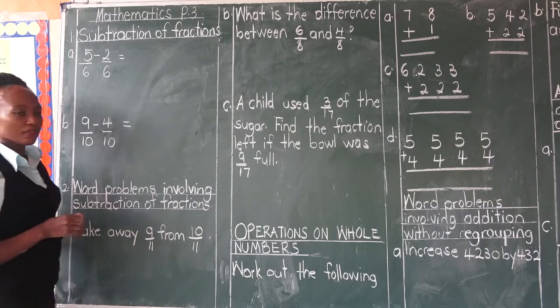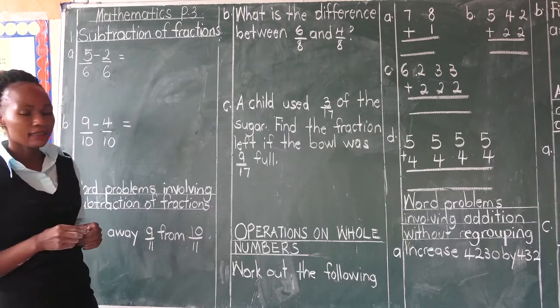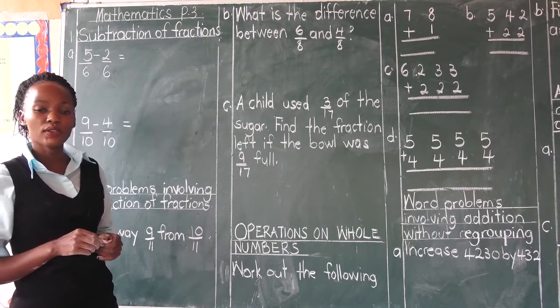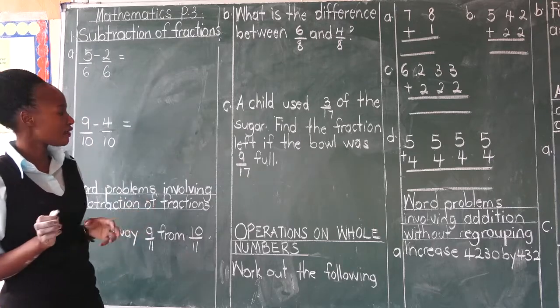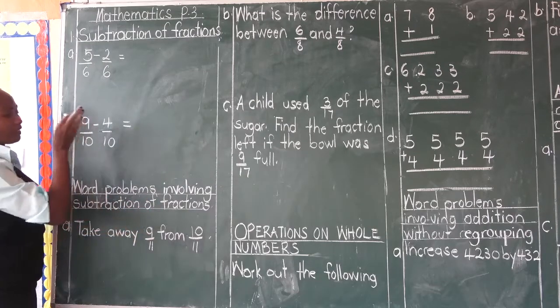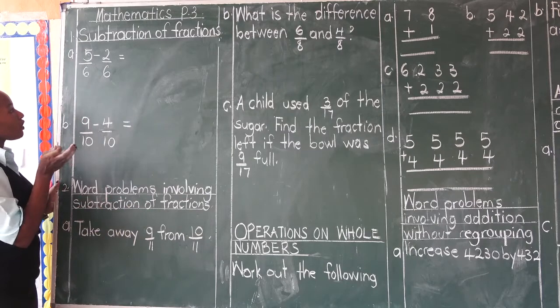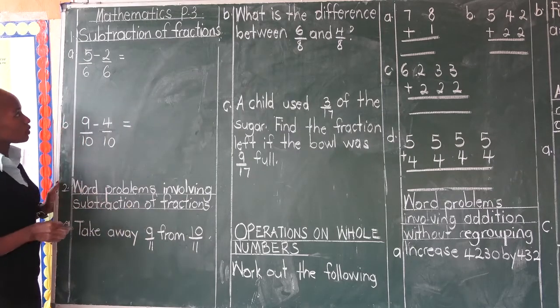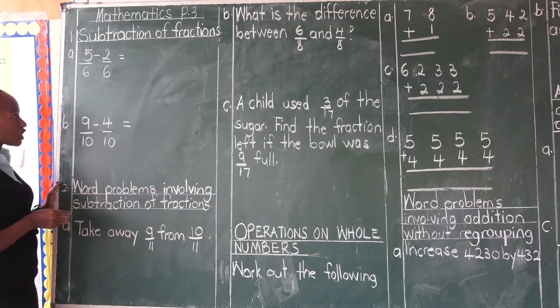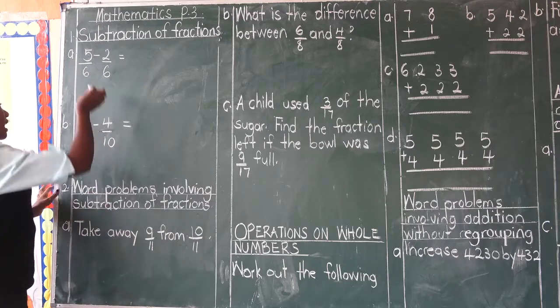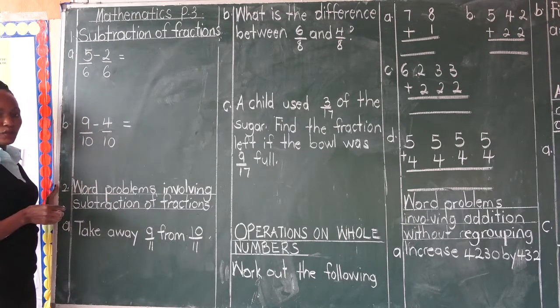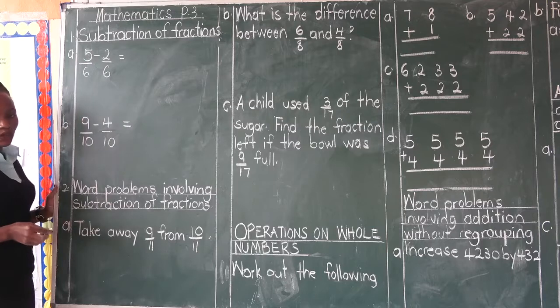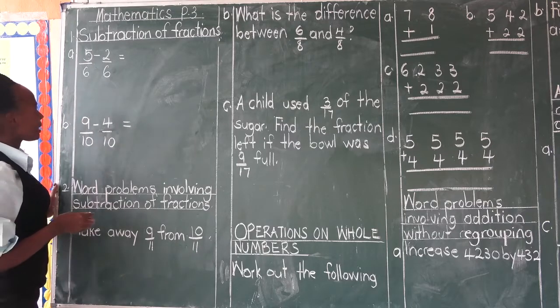Last time we looked at fractions and we said a fraction is part of a whole. And we looked at different fractions. We even added the fractions. Now we are going to subtract those fractions. Remember, the numbers on top are called numerators and those down are called denominators.